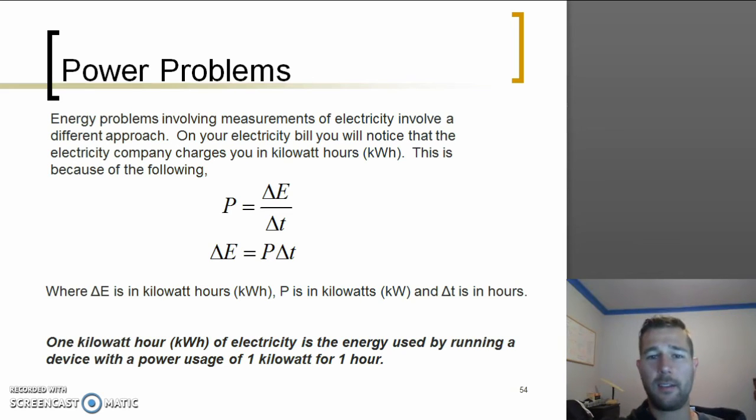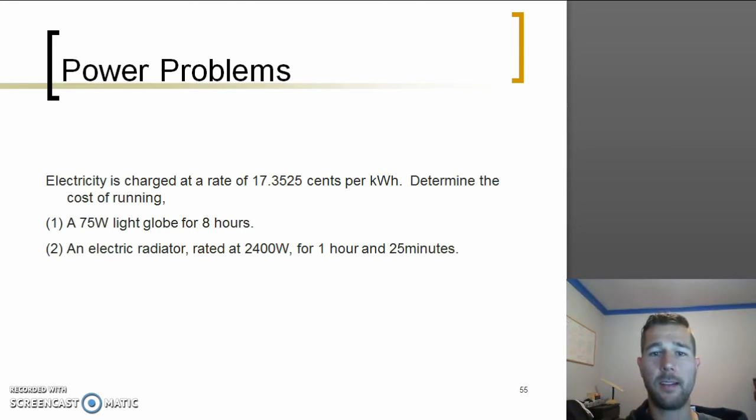Now if we don't use our international standards, instead of watts for power, we've got kilowatts, and time being hours. So this is what our energy company uses, kilowatt hours. 1 kilowatt hour of electricity is actually the energy used by running a device with a power of 1 kilowatt for 1 hour. Let's have a look at an example using electricity.